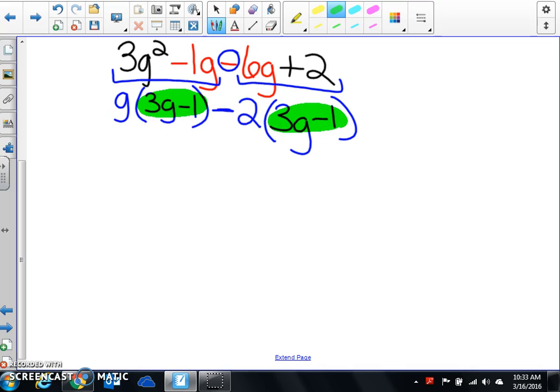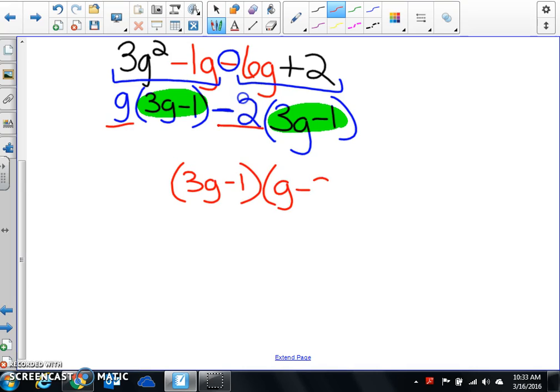Factor by grouping, those have to be identical. They are. I rewrite it, and whatever is left over. So g minus 2.